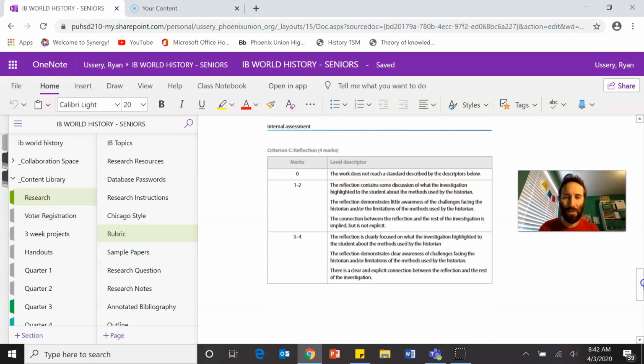And then the last piece is only worth 4 points, and it's just picking 1 or 2 of those questions and fully answering it, kind of like TOK style, using examples from your own paper.